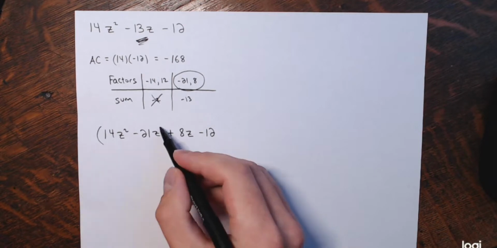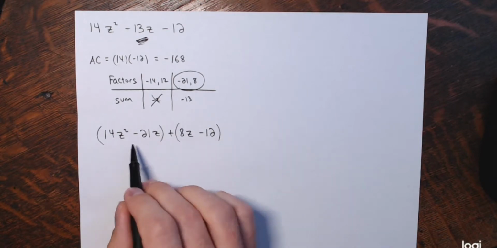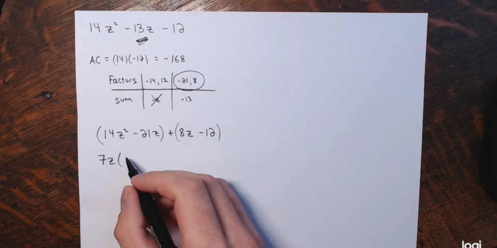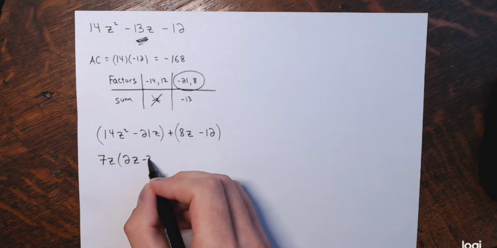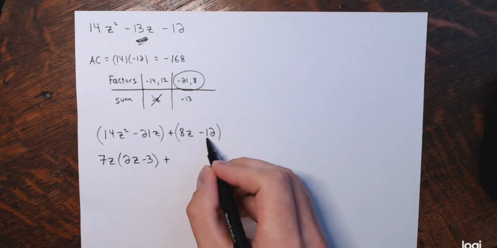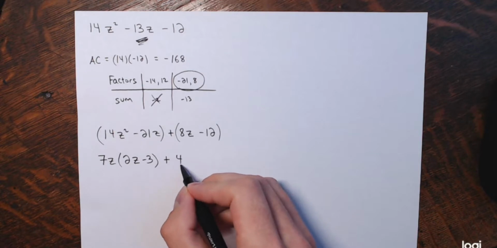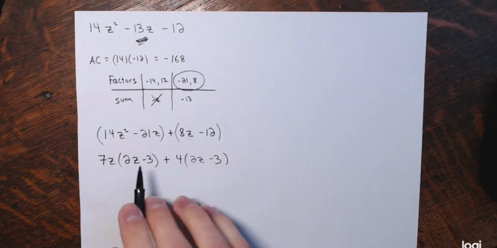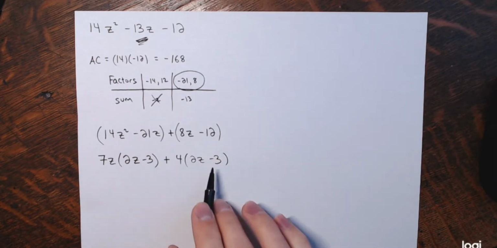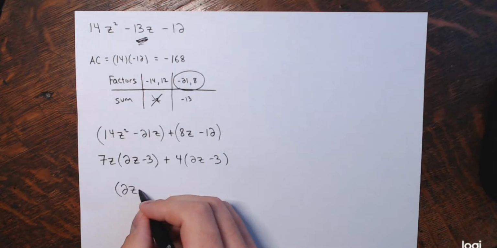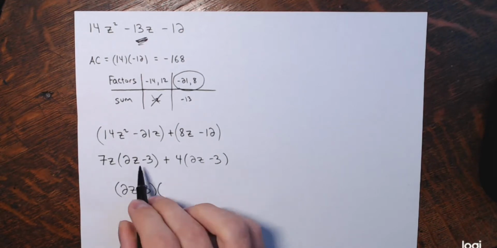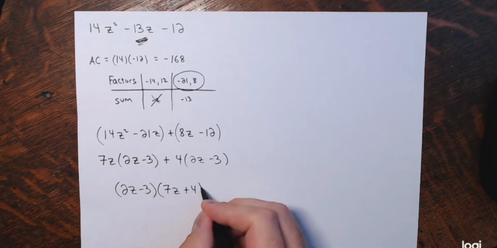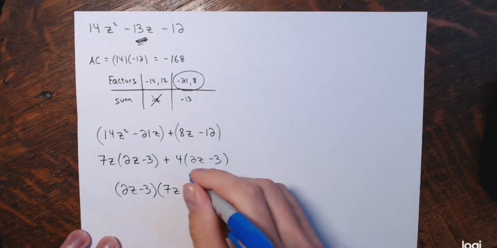Now I can do grouping, first group plus the second group. The first half has a common factor of 7z. That would leave me with the other factor of 2z minus 3. Plus the second group, they have a common factor of 4. And the remaining factor there would be 2z minus 3 as well. And these two products have a common factor of 2z minus 3. So I pull out 2z minus 3. And the other factor after removing that would be 7z plus 4. So we have 2z minus 3 multiplied by 7z plus 4.